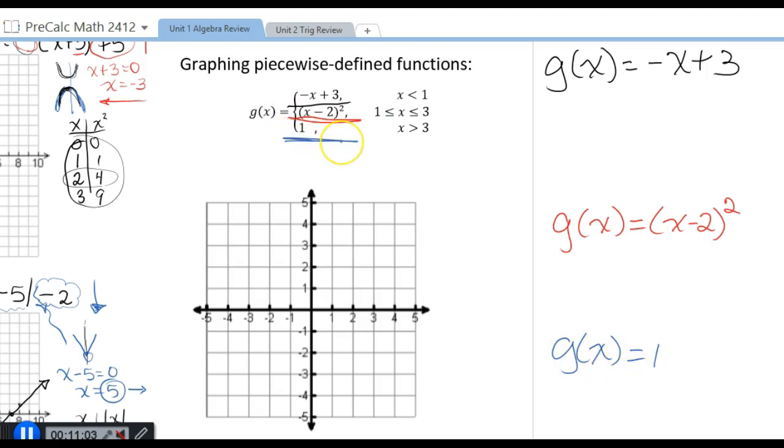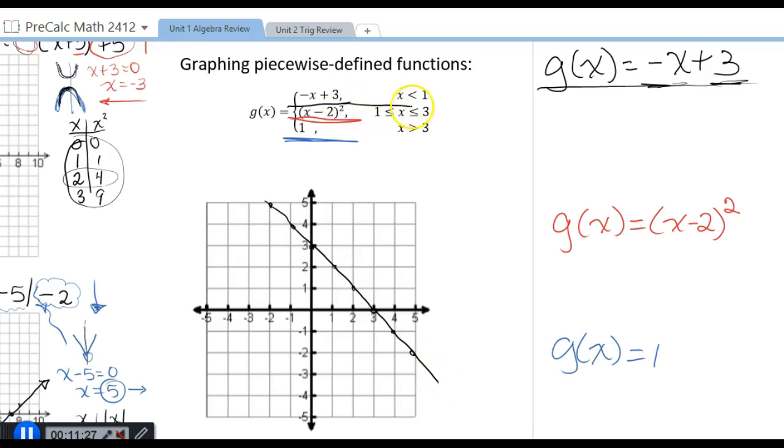That's this bottom one. So what we're going to do is graph each one of them as if they were by themselves. So I'm going to go ahead and graph this one right here. It's a line that has a y-intercept of 3 and a slope of negative 1. So I'm going to come up to 3, a slope of negative 1. You can see me graphing the dots, and then we would connect them.